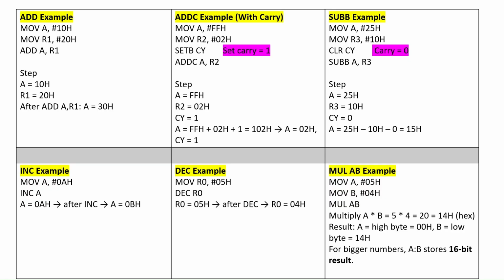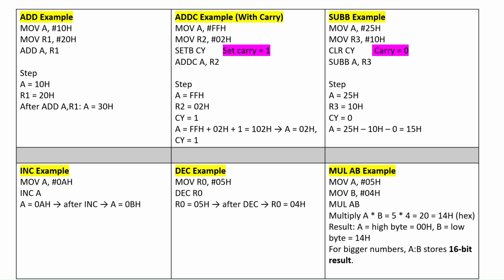First instruction loads 10H into the accumulator. Second instruction loads 20H into register R1. Then the ADD instruction adds the value of R1 to A. So the calculation becomes A equals 10H plus 20H. Result: A equals 30H. The result is stored in the accumulator.